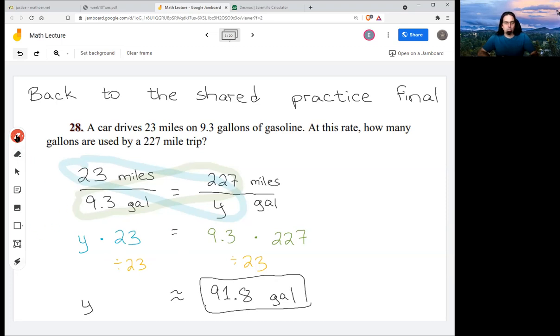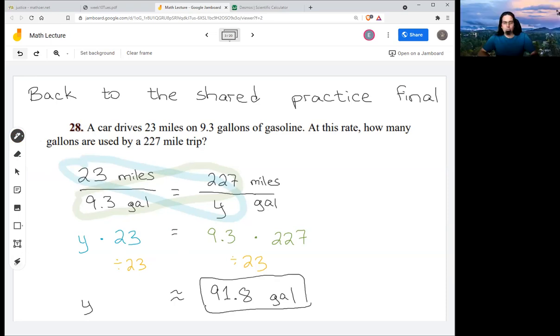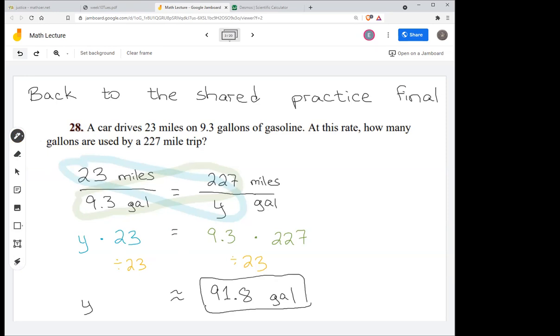Other questions on this one? I'm good. Does anyone want me to do it the unit rate way, where you start with 23 divided by? Sure. Okay.